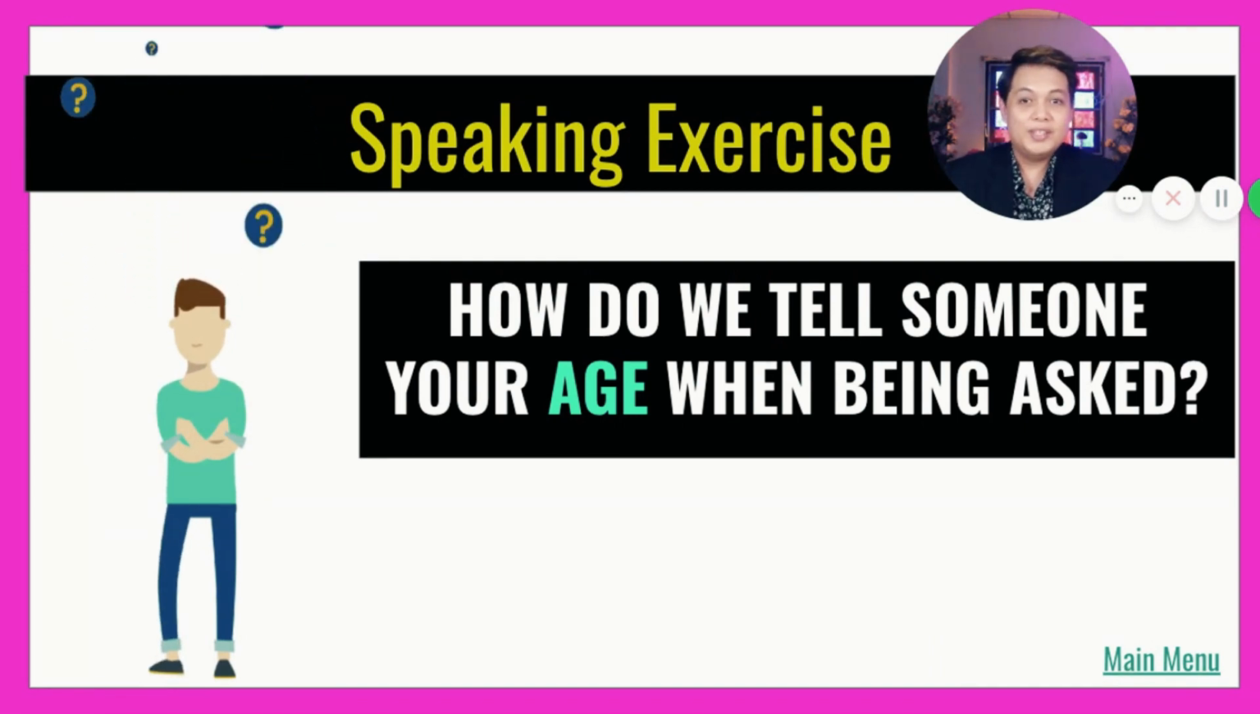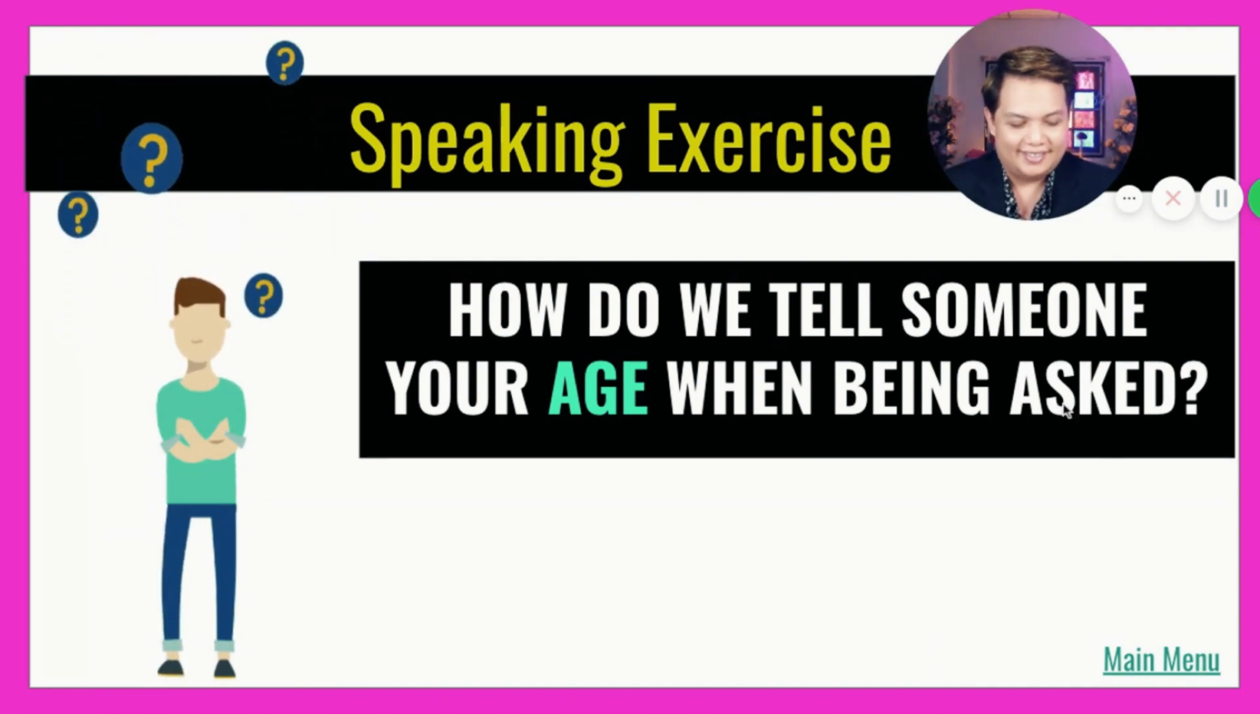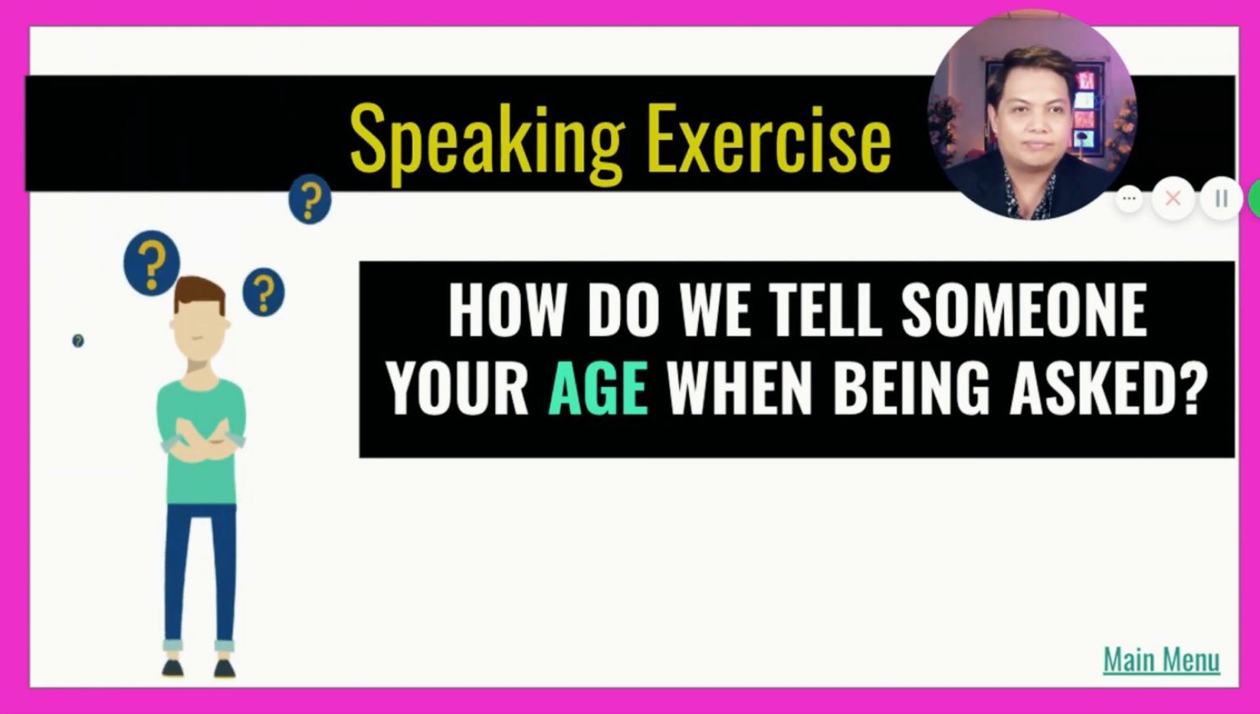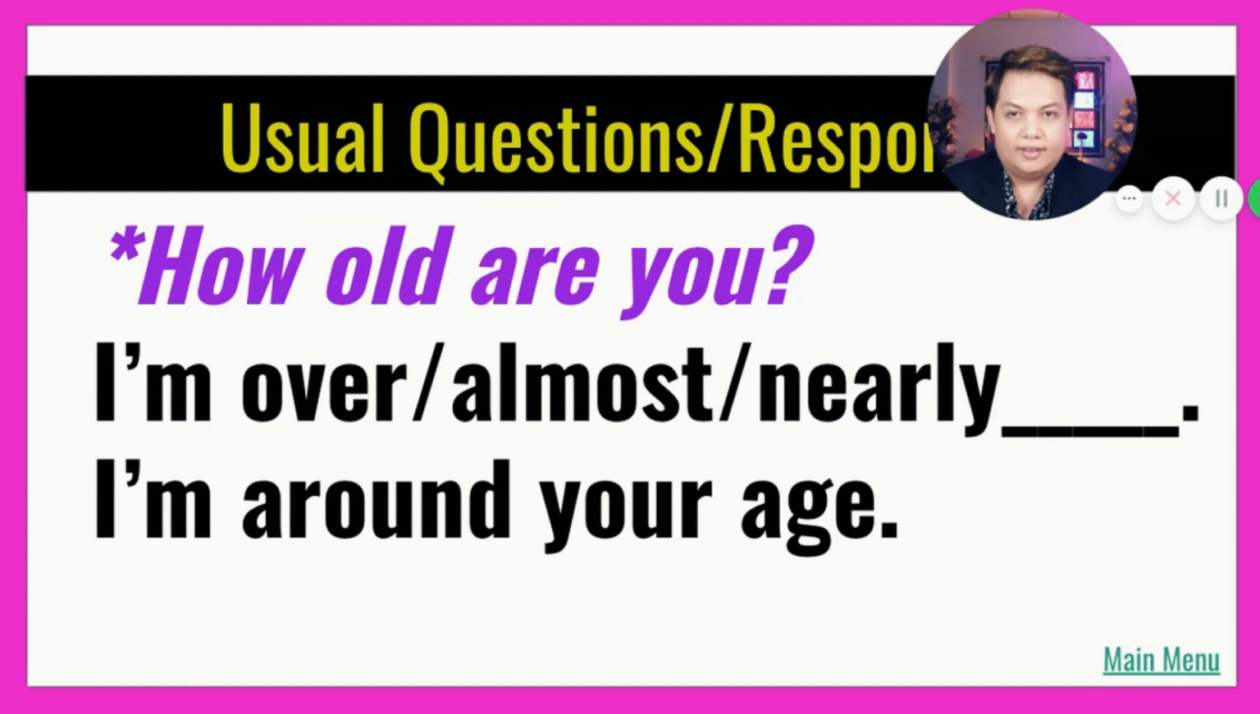Now, how do we tell someone your age when being asked? So these are the usual questions. Someone would ask, how old are you? You could answer by saying, I'm over, or I'm almost, or I'm nearly 13. When you say over, it means that you just had your birthday and 2 months or 3 months or 6 months have passed already. So you're over 12, like 12 years of age plus 6 months.